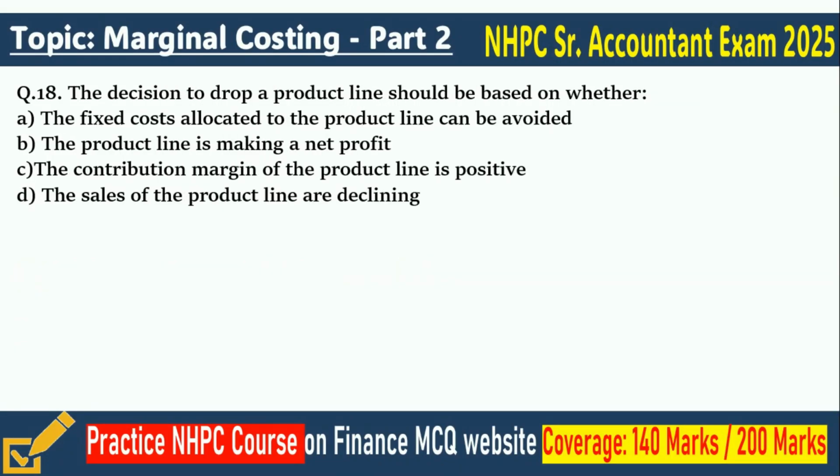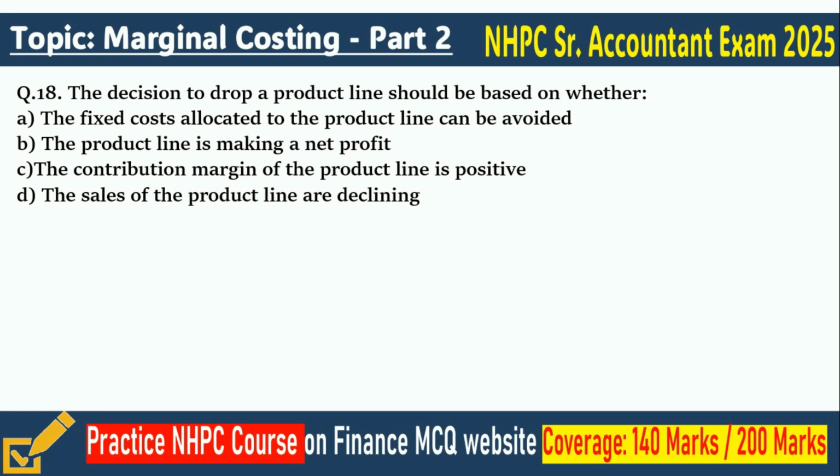The decision to drop a product line should be based on whether option A, the fixed cost allocated to the product line can be avoided. Option B, the product line is making a net profit. Option C, the contribution margin of the product line is positive. And last option, the sales of the product line are declining. So, friends, pause the video, read each of the options carefully.